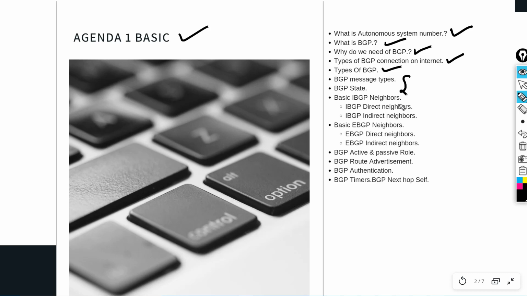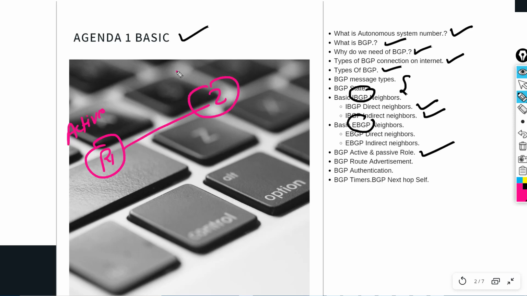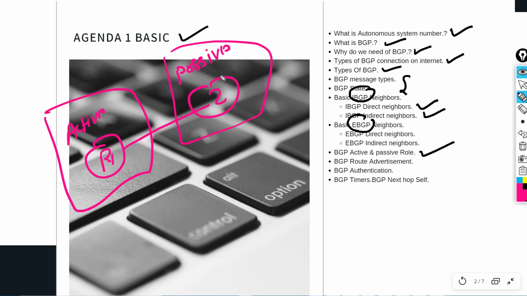Then we are going to talk about how we can form the direct neighborship and indirect neighborship in both the IBGP and EBGP sections. Then after that we are going to talk about the BGP active and passive role. So what happens whenever you are trying to form the neighborship between R1 and R2? One router will become the active, another router will become the passive. You can change this thing, it's not a big deal. It's just a process. One router is going to run the process as active, another router is going to run the process as passive. Then after that we'll see how we can advertise the route in BGP.